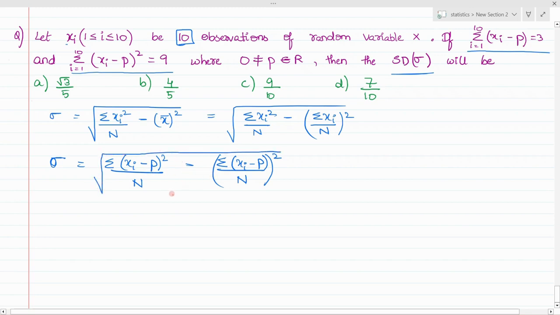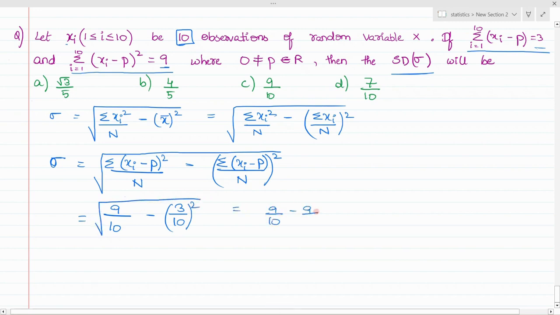Why am I doing it like this? Because when we subtract or add a constant, the standard deviation doesn't change. So now this value we need to find out and that's going to be the answer to this question. Sigma xi minus p whole square value is given to you, that is 9. N is the total number of observations, that is 10, minus sigma xi minus p, which is given as 3, upon 10 whole square.